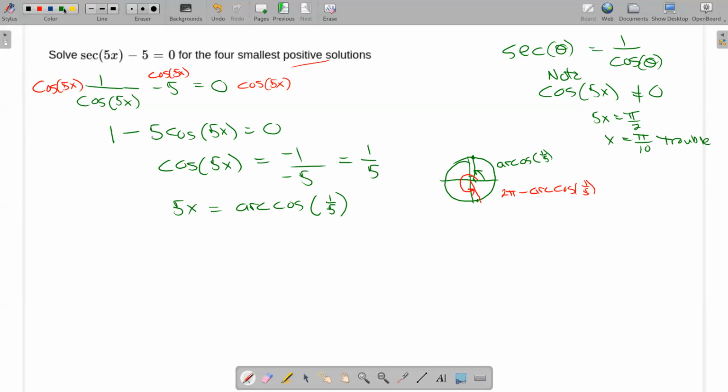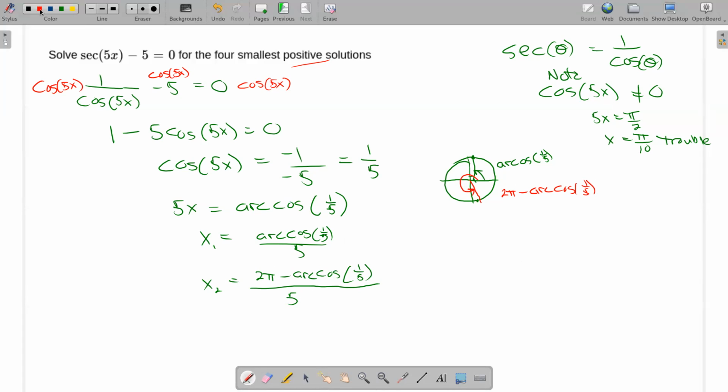So my first basic solution is x1 equals arc cosine of 1/5 over 5. X2 is going to be this one divided by 5. So 2 pi minus the arc cosine of 1/5, all divided by 5. And then to generate other ones, I add the multiples of the period.